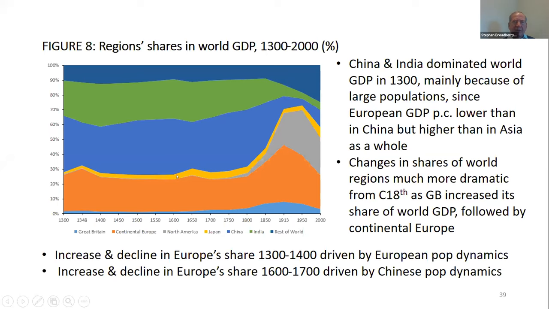The other one is between 1600 and 1700, and that's driven by Chinese population dynamics. That's the change between the Ming and Qing dynasties, which give you a large fall in population and then a sharp rise.